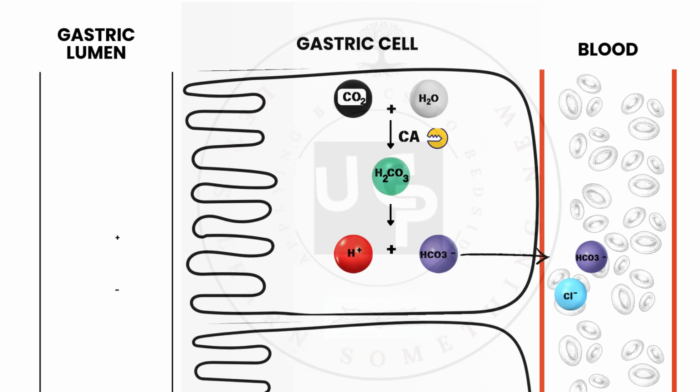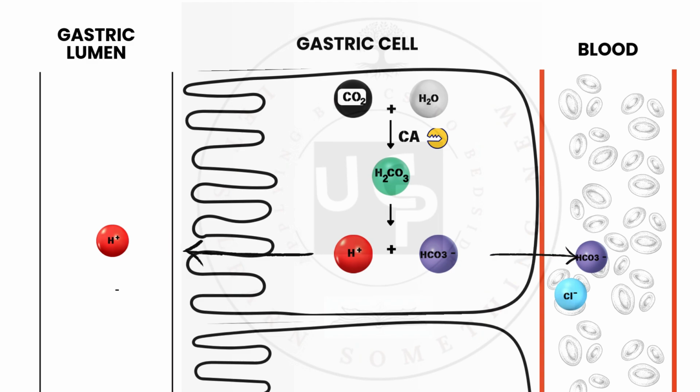The hydrogen ions secreted into the gastric lumen are derived from the breakdown of H2CO3 under the influence of carbonic anhydrase. Now, this H2CO3 is formed by the combination of a CO2 molecule and a water molecule, again under the influence of carbonic anhydrase enzymes in the gastric parietal cell. Once H plus is synthesized in the gastric cell, it is secreted into the gastric lumen.